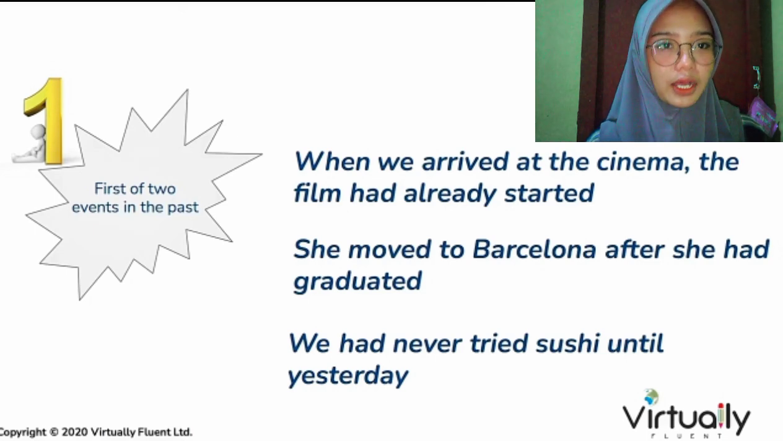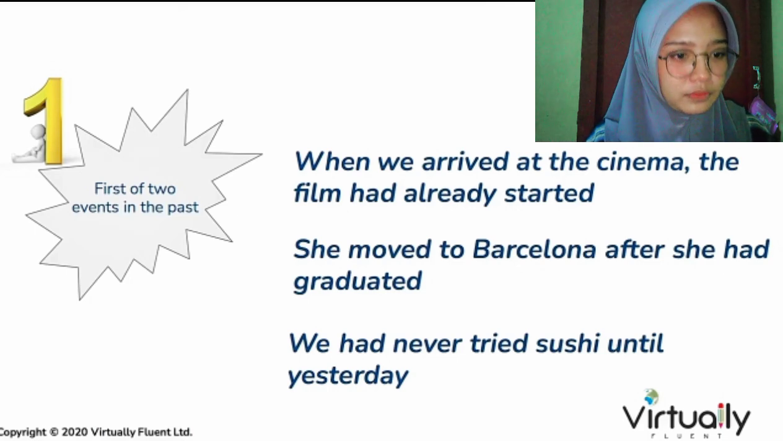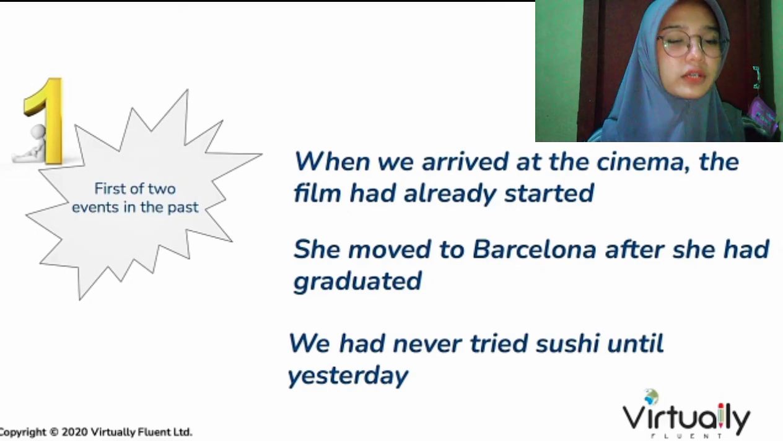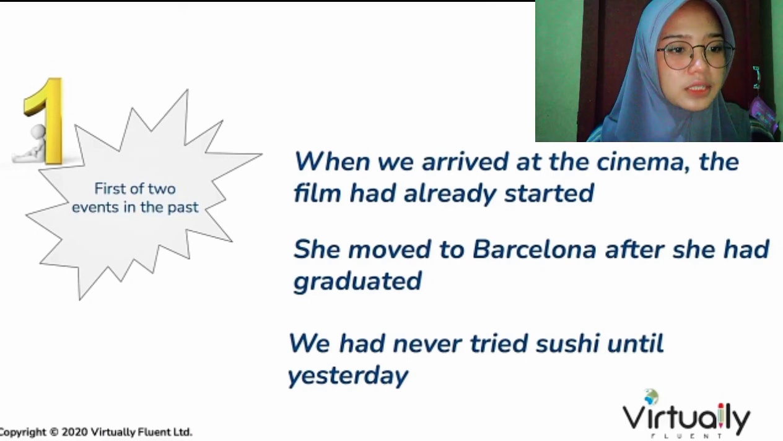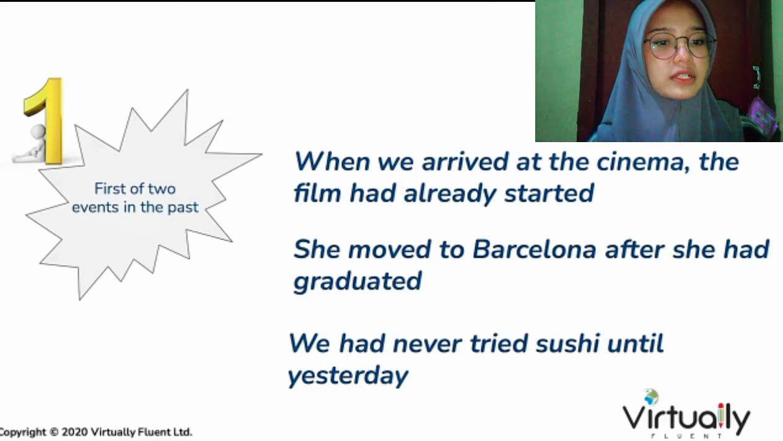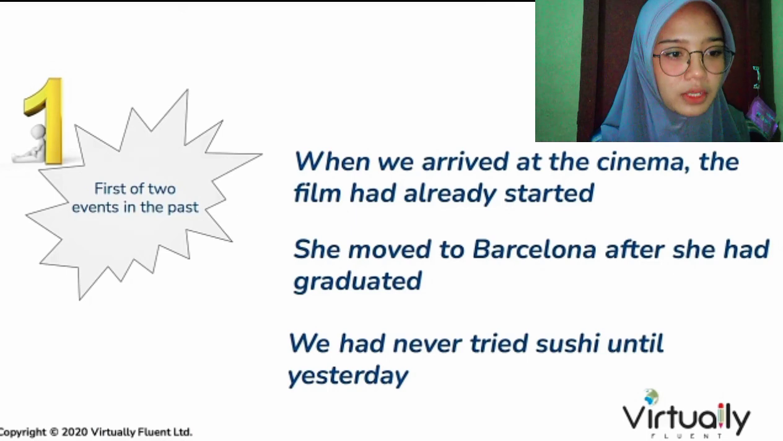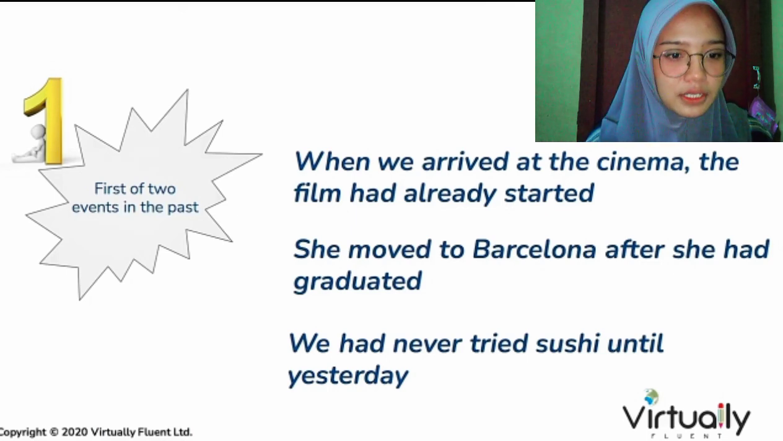So as I have already said, when we have two events, both finished and both in the past, the first event, so the furthest back event, is the past perfect tense. And we use this tense to express that one event happened before the other. Of course, if we have two events happening at the same time or only one event, we would not use this tense. We would use a different past tense instead.